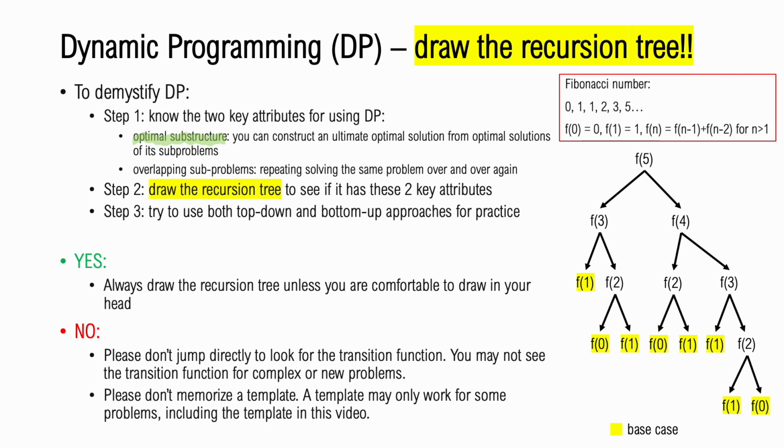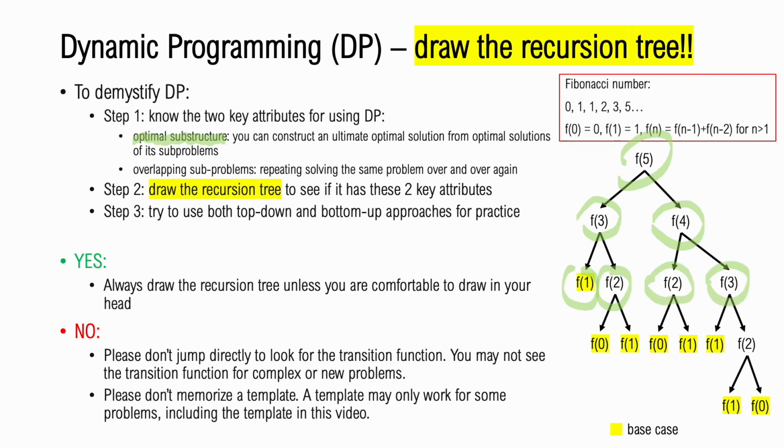So let's use the famous Fibonacci number as an example. Basically for the Fibonacci number, the number at index 0 is 0, at index 1 is 1, and the number at index n equals the number at index n minus 1 plus the number at index n minus 2. So in order to get f5, we need to get f3 plus f4, and in order to get f3, we need to get f1 plus f2, and in order to get f4, we need to get f2 plus f3.